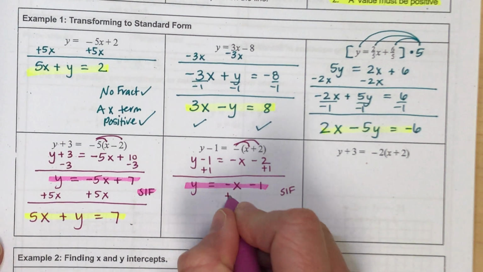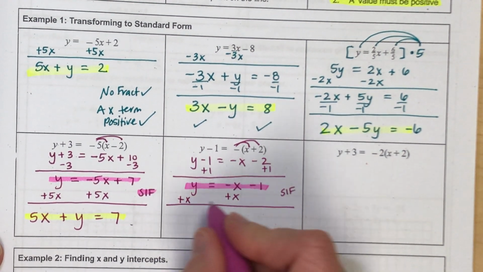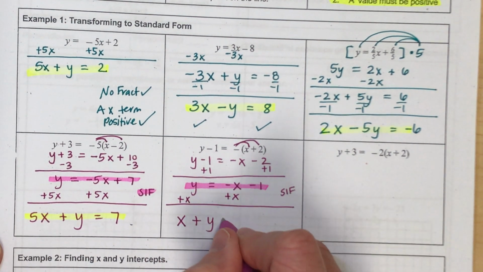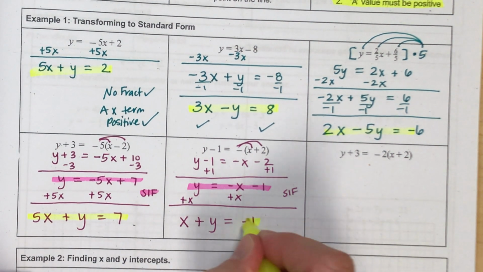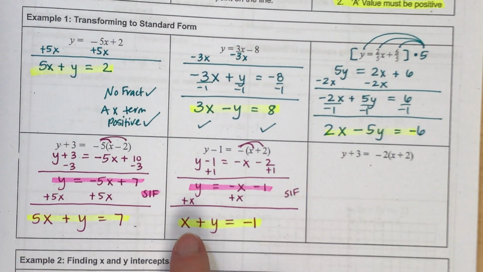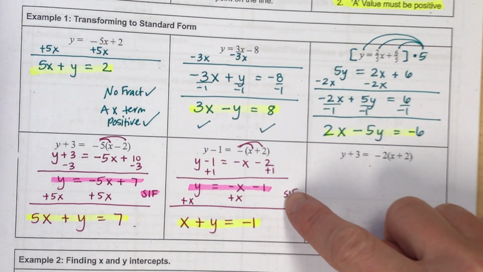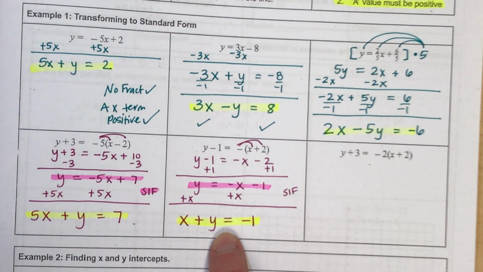And so I'm going to add my x to the correct side of the function for standard form. So a positive x plus the y term that was already there is equal to negative 1. That is our standard form, not slope-intercept form. That pink highlighted was slope-intercept form. The yellow highlighted is the form we want, standard form.